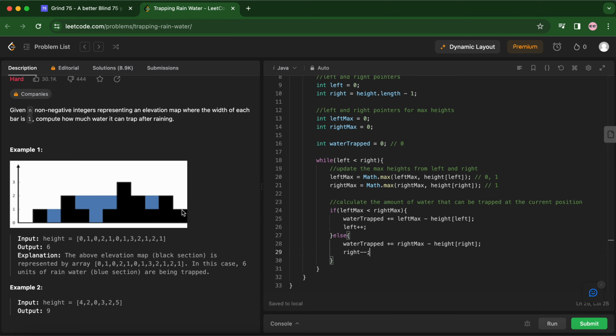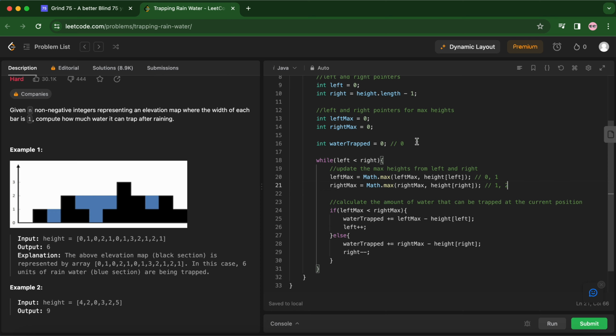Oh, we have moved this one, and the right pointer will be pointing to this part, right? Right max is Math.max of right max or height of right. Height of right is 2, so right max will get updated to 2. Left max is less than right max? Yes. So water trapped is equal to left max minus height. Left max is as of now 1, 1 minus height 1. This is 1.